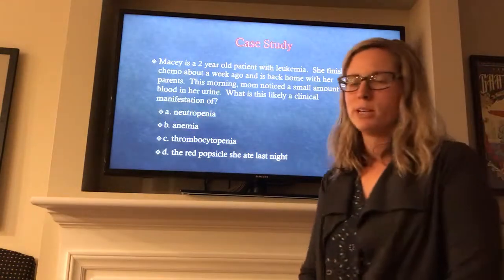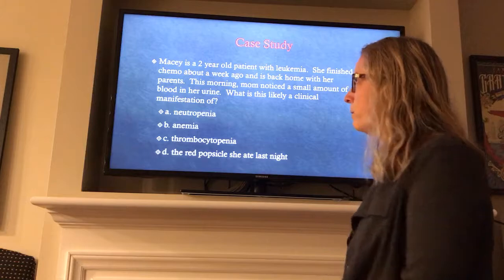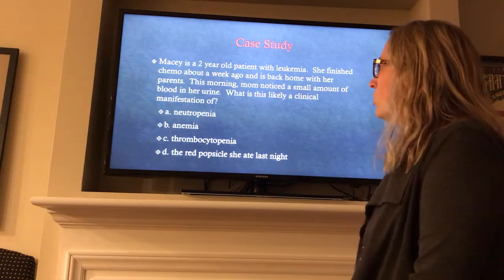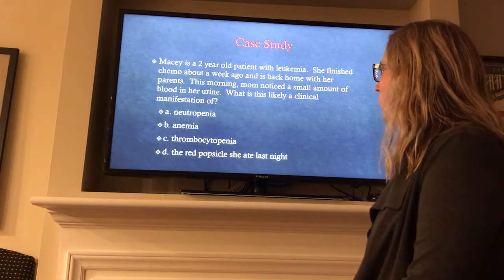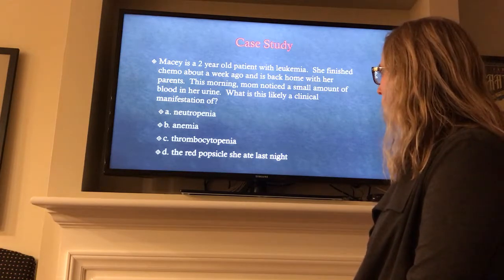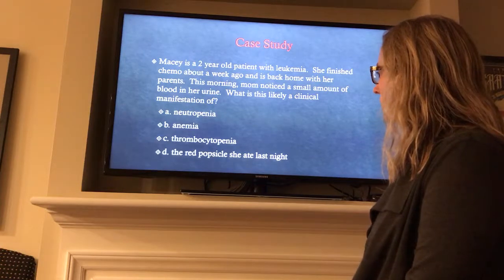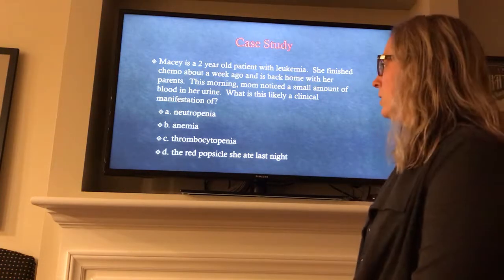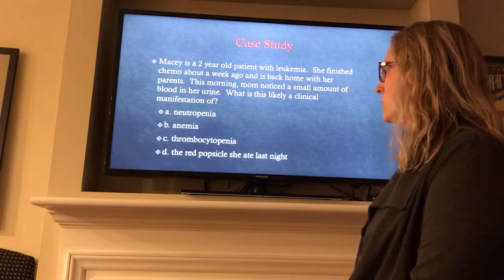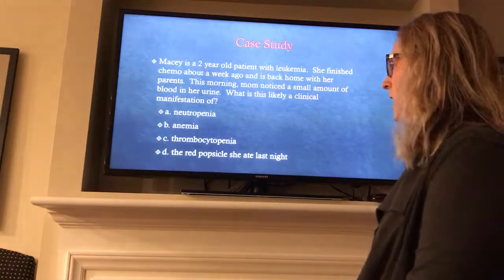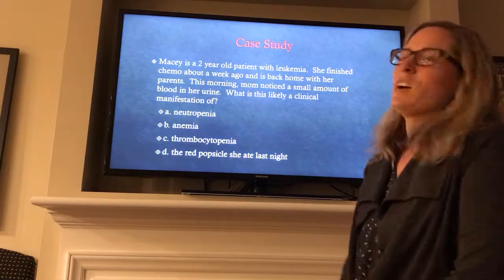All right, to wrap up, we're going to do a little case study. So Macy is a 2-year-old patient with leukemia. She finished her chemo about a week ago and is back home with her parents. This morning, Mom noticed a small amount of blood in her urine. What is this likely a clinical manifestation of? A, neutropenia, B, anemia, C, thrombocytopenia, or D, the red popsicle that she ate last night. I'll give you guys a second.